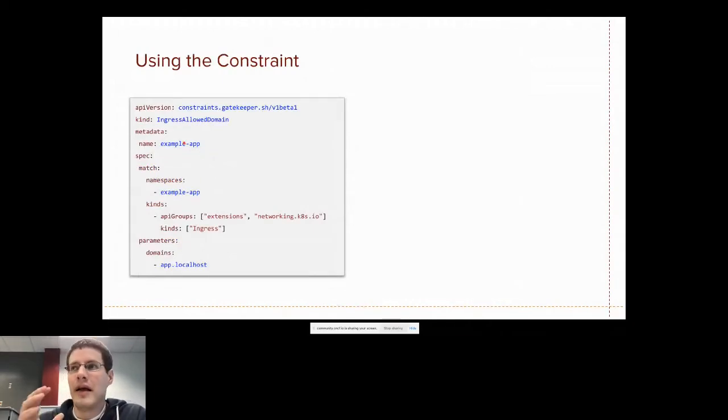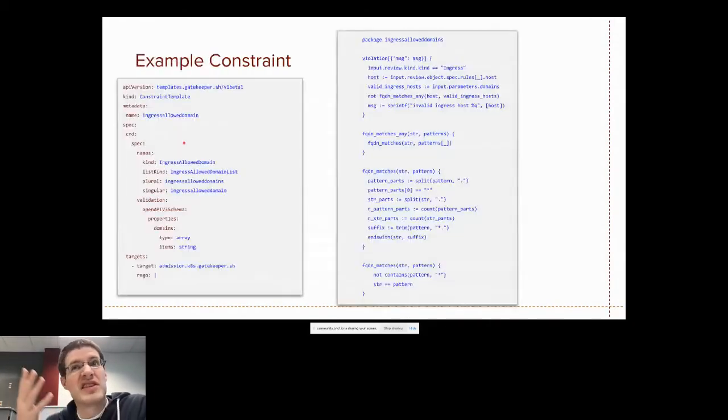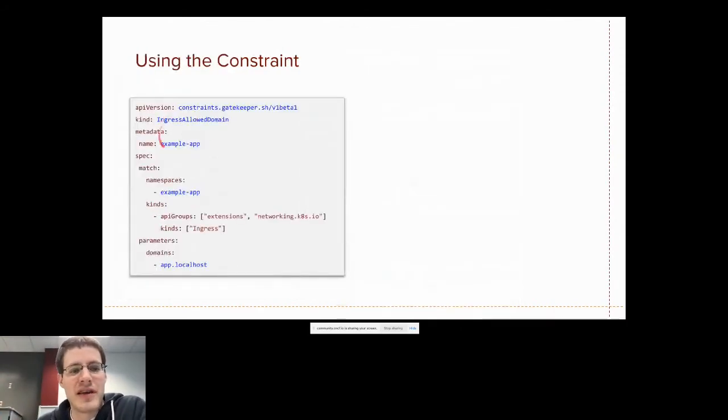So again, the constraint template is basically saying, here's a template for a constraint, here's the policy for it, but it's not until we actually create the object and specify the namespace and the parameters for it that it actually puts the policy into the engine. So in this case, what this would be saying is that for the example app namespace, they're allowed to use app.localhost for a domain name. So if they use anything beyond that, it's going to get denied.